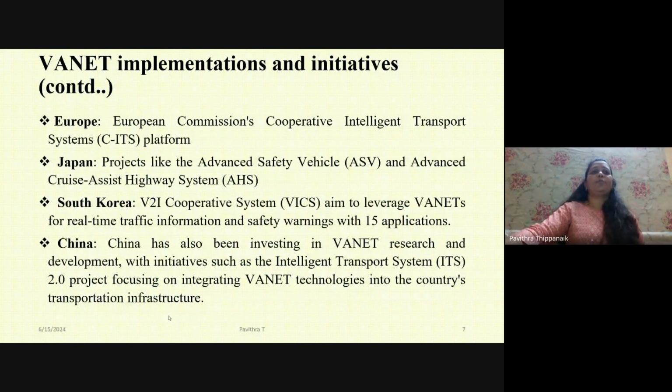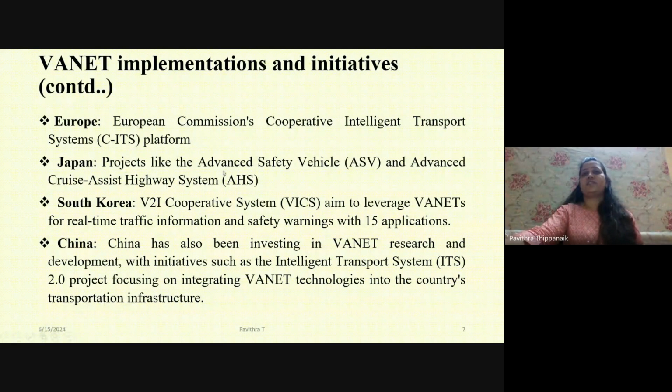Next, when it comes to European countries, we have the Cooperative Intelligent Transportation System platform, that is the C-ITS platform. Here various European countries come together and develop solutions that make use of intelligent transportation systems. Since VANETs provide applications in various areas and these vehicles behave in a more intelligent way, VANET is even called an intelligent transportation system, and that is why it has got the name intelligent transport system.